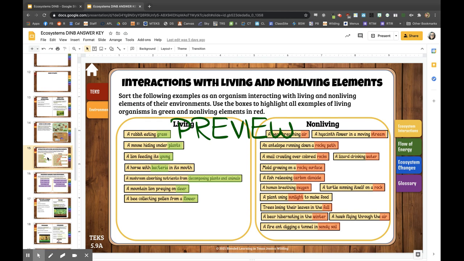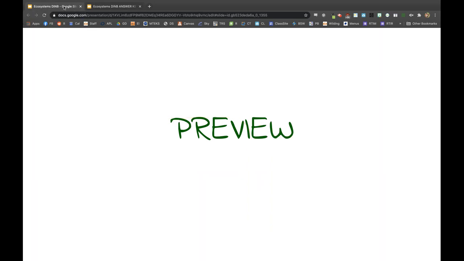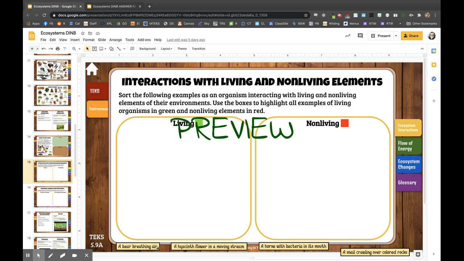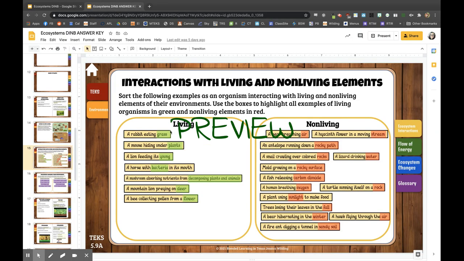So one of the things that they have to know is if an animal is interacting with a living element of their environment or a non-living element. And then I also added a component where they highlight the words to show if they are living or non-living things. And so they have these little draggable highlight squares. And when they're finished, they can show why they put these on the living side and why they put these on the non-living side.